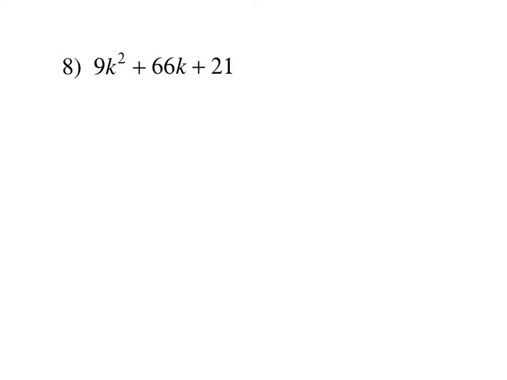Okay. Hi, Sydney. So here's the box method for factoring a trinomial. And I'm going to just go ahead and make this equal to 0 so it looks like the problems that you were doing. So first thing I'm going to do is factor out a common factor if there is one. And in this one there is. I can factor a 3 out of everything. So I'm going to divide out that 3, and that leaves me with 3k squared plus 22k plus 7.